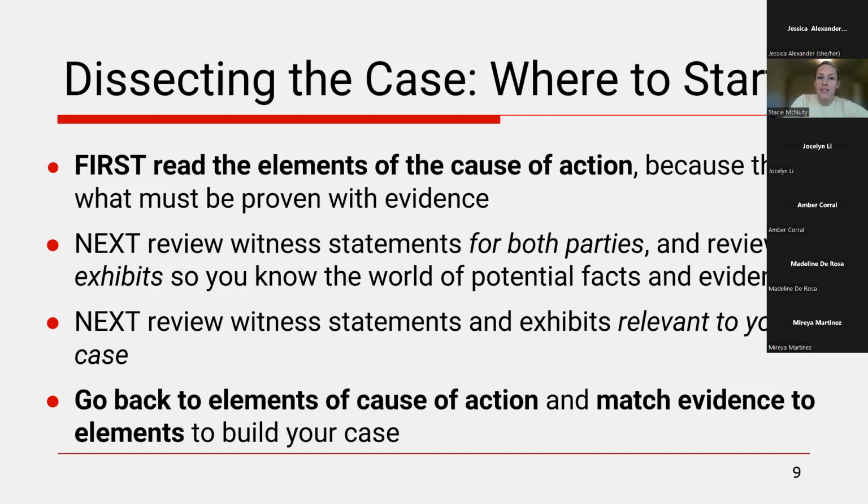So first, read the elements of the cause of action, print it, put it to the side, and have it handy. Next, review the witness statements for both parties and review all the exhibits so that you know everything that's out there. In your case materials, that will take some time, but you just need to know what's going on. And then next, go back and review the witness statements for your witnesses, and then the exhibits that are relevant to your case and what you need to prove.